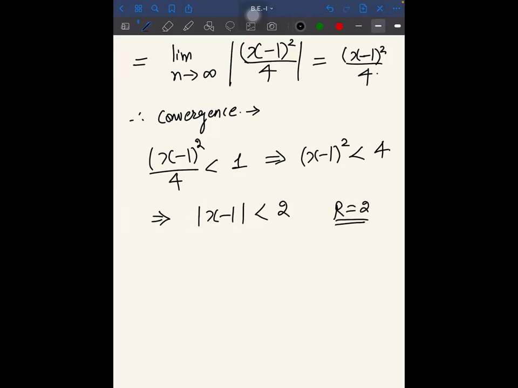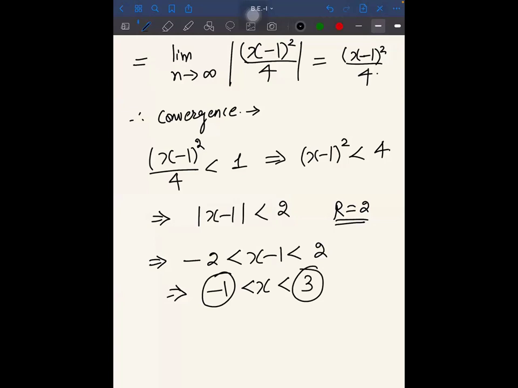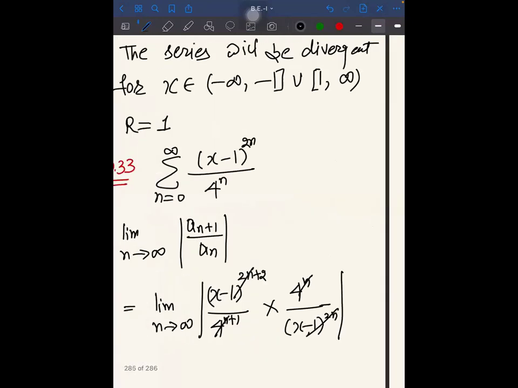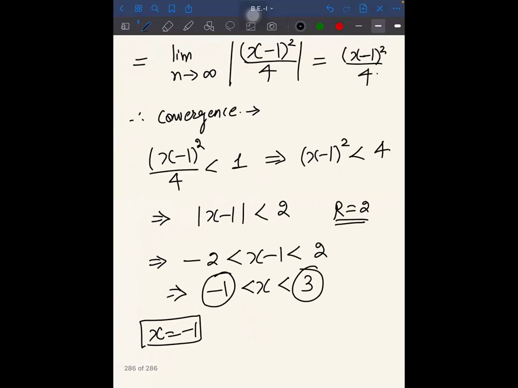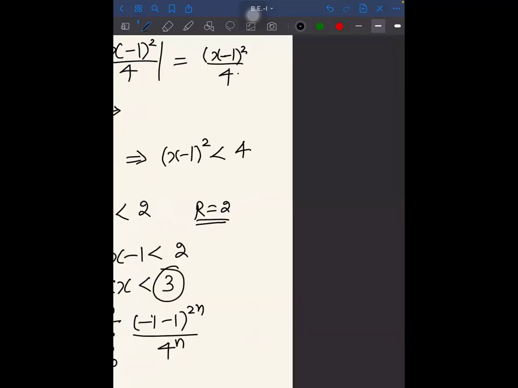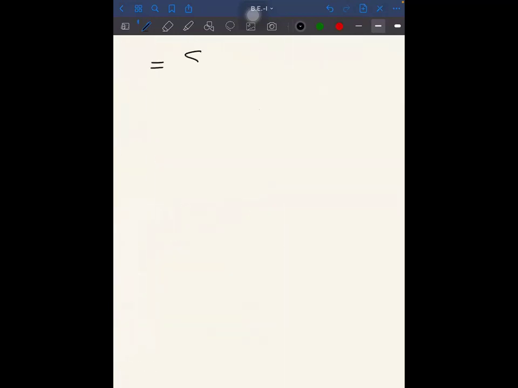And if you expand it, it is minus 2 to 2, and you add 1, so the interval is -1 to 3. Now you are not sure about these end points, so you have to check them separately. Let's say x is equal to minus 1. If you put x equal to minus 1 over here, you will get summation n runs from 0 to infinity of minus 2 raised to power 2n upon 4 raised to power n.